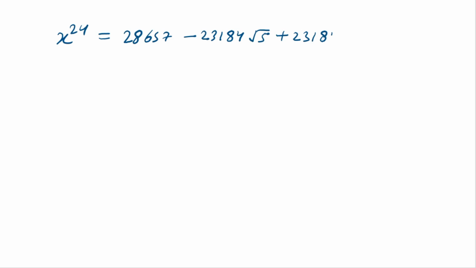In the left hand side x^24 equals, in the right hand side, 28657, then you will get here minus 23184 times square root of 5 plus 23184. So x^24 equals, if we add both the numbers, then you will get 51841 minus 23184 times square root of 5. This is our final answer.